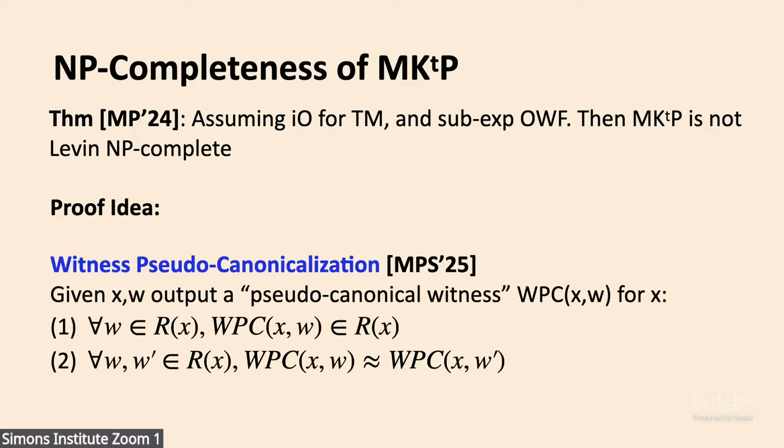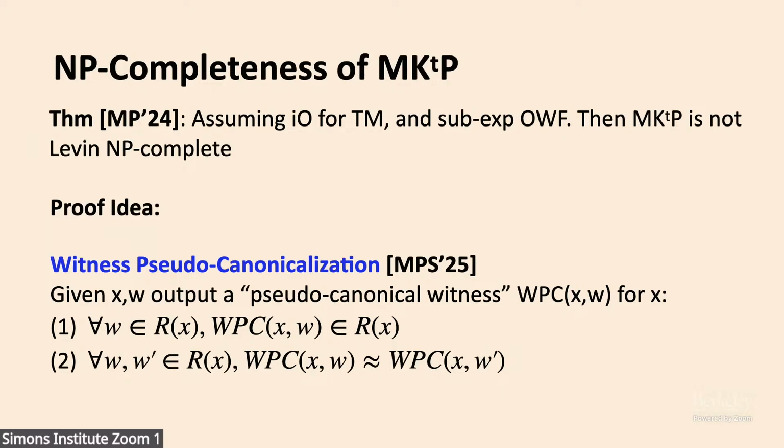To explain this, I'm going to go through a new cryptographic notion, and I hope you agree that this is a very natural notion. We call it witness pseudo-canonicalization. It is where I give you some NP statement x and a witness, and the question is, can you map this witness into some canonical witness? It doesn't have to be fully canonical, just pseudo-canonical. What does pseudo-canonical mean? Any two witnesses should map to indistinguishable pseudo-canonical witnesses.